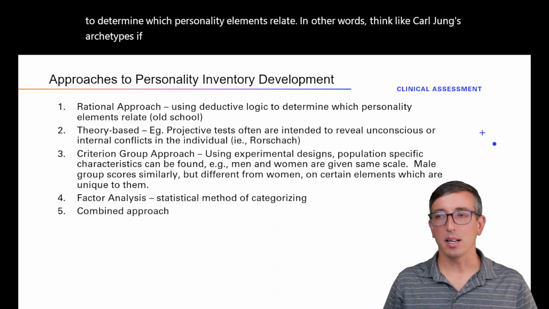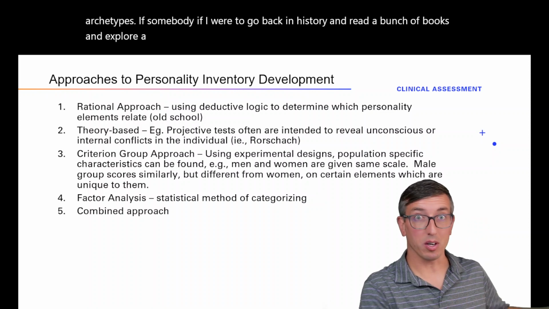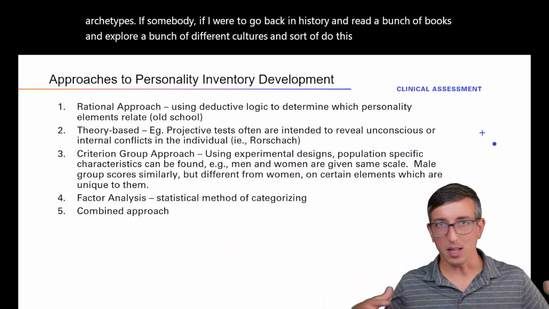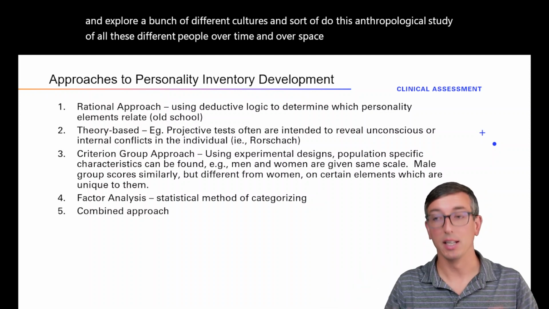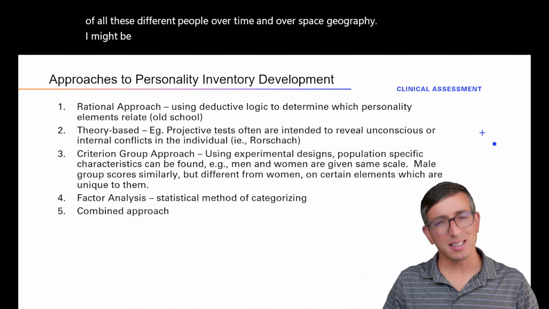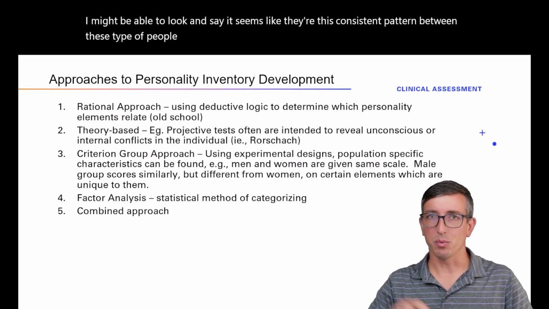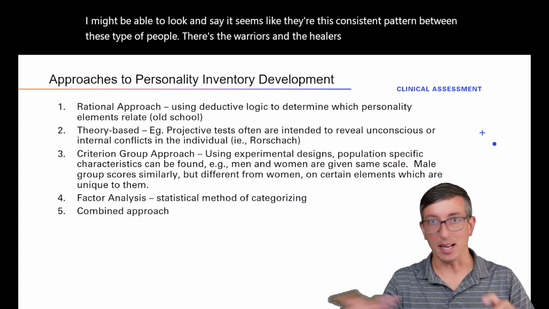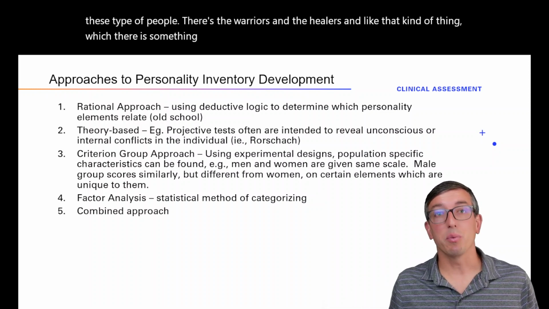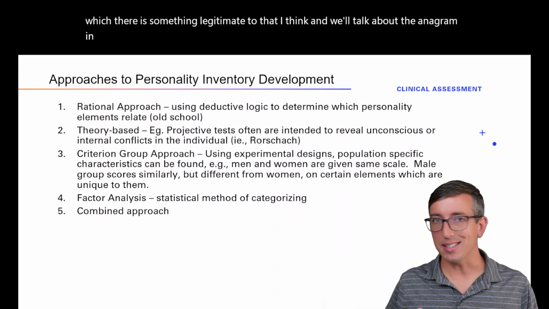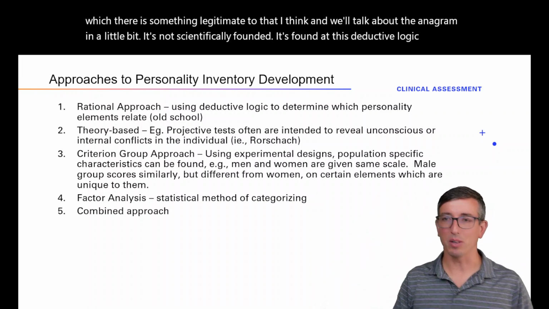If I were to go back in history and read a bunch of books and explore a bunch of different cultures and do this anthropological study of all these different people over time and over space, geography, I might be able to look and say, it seems like there's this consistent pattern between these types of people. There's the warriors and the healers and that kind of thing, which there is something legitimate to that, I think, and we'll talk about the Enneagram in a little bit. It's not scientifically founded. It's founded on this deductive logic kind of approach.